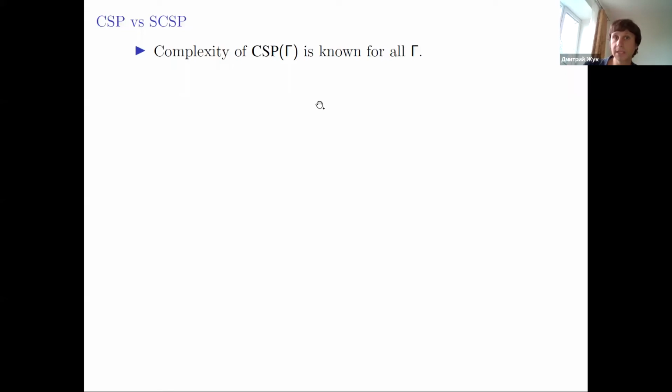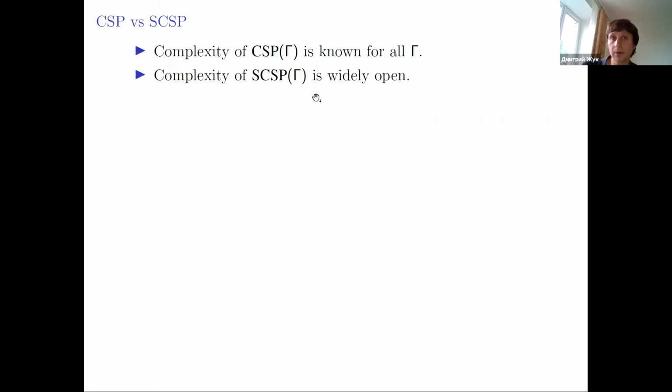Okay. So let's compare what we know about CSP and surjective CSP. The complexity of CSP is known for all gamma. By known, I mean that we know whether it's tractable, so solvable in polynomial time, or NP-complete. The complexity of surjective CSP is widely open. And this is really amazing because for surjective constraint satisfaction problem, we have very simple constraint languages with unknown complexity.